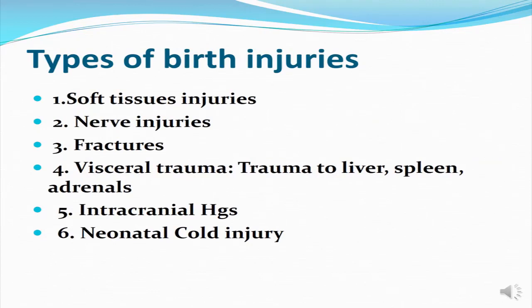Types of birth injuries include soft tissue injuries, nerve injuries, fractures, visceral traumas, most commonly of the liver, then the spleen, and then the adrenal. Then we have intracranial hemorrhages and neonatal cold injuries. Neonatal cold injury occurs postnatally. It is not a trauma, but is due to exposure to improper cold atmospheric temperature.